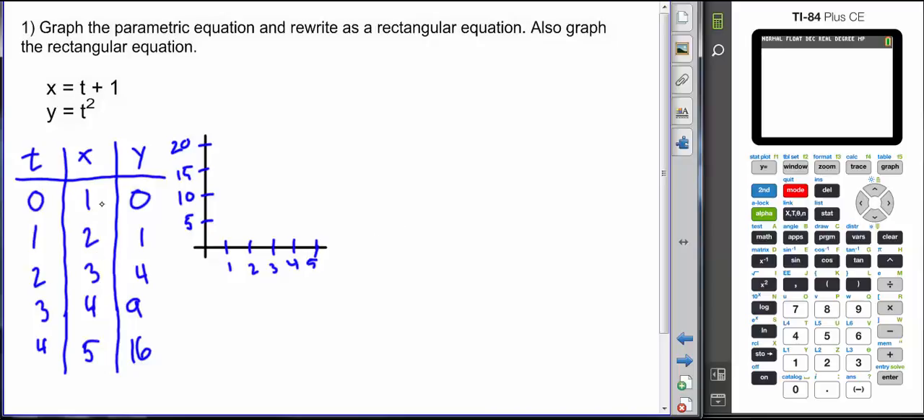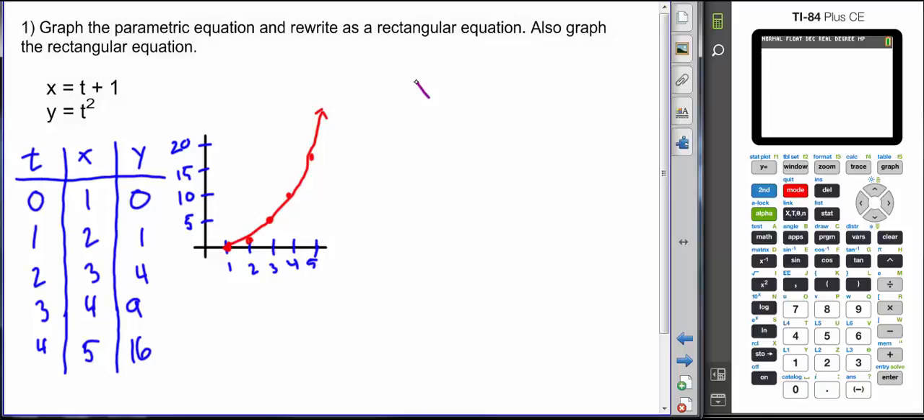All right, so let's plot our points. Again, we're not plotting t values, we're plotting x and y. So 1 and 0, 2 and 1, just kind of approximate these, 3 and 4, 4 and 9, and then 5 and 16. And what I think you can see here is what we have going on is a parabolic graph. We've seen these many times before. All right. Now it says to also graph the rectangular equation and rewrite it as a rectangular equation. So let's start with the rewriting.